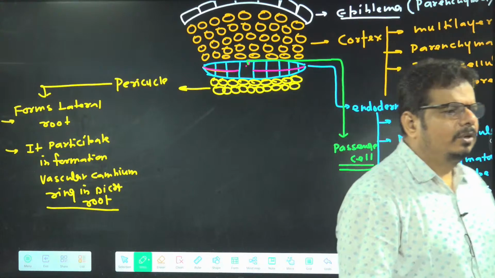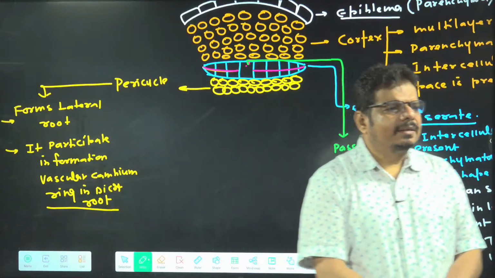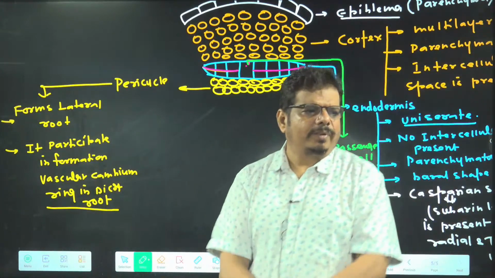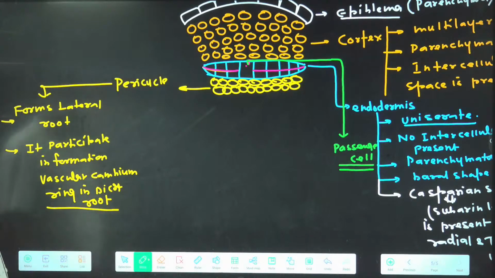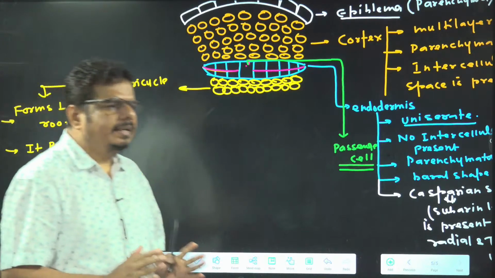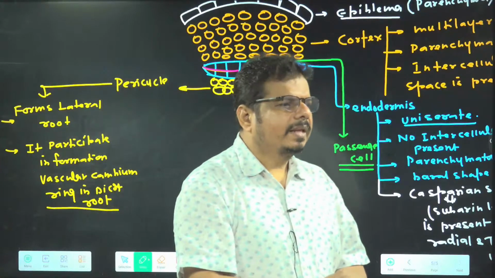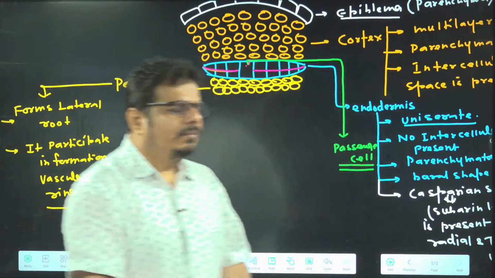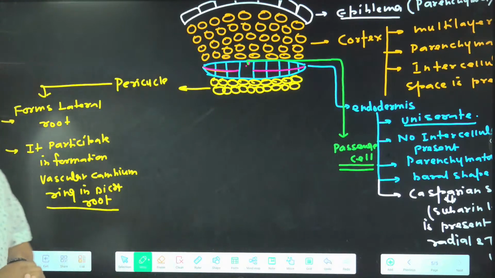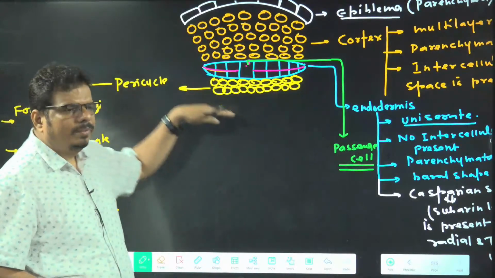Pericycle, in morphology I told you about one thing. The lateral roots you are finding are endogenous in origin and they arise from the pericycle. So this pericycle forms the lateral root, and it is also participating in the formation of the vascular cambium ring in dicot root. How? I will teach it during secondary growth, how it forms the wavy vascular cambium ring. Getting the idea? So up to pericycle is over, done.